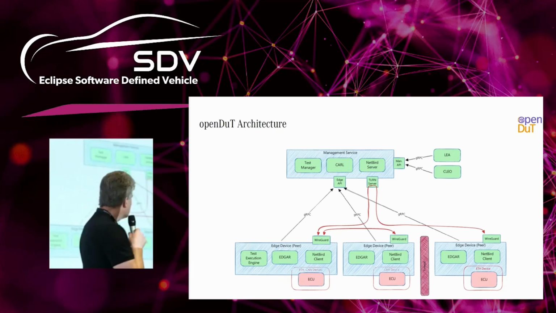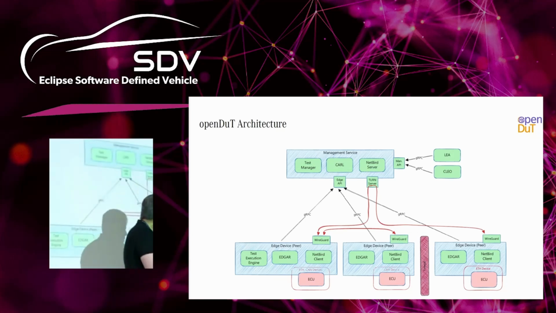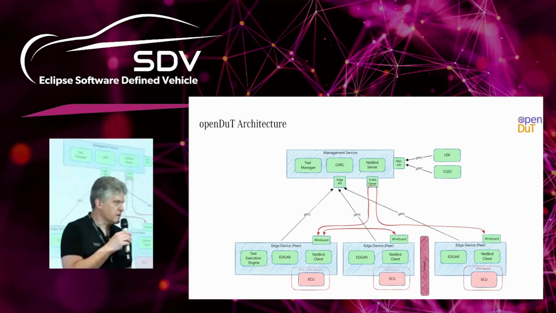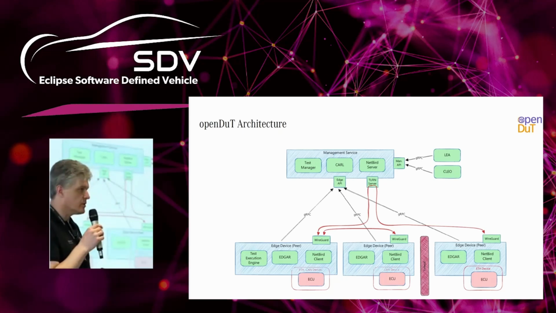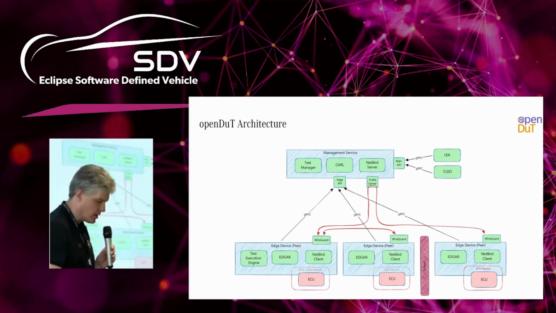Before I continue, you also see here there's a firewall. So one important aspect is that we can integrate devices across firewall borders, meaning company borders. And this is also established by using a kind of TURN server on the management server side to bridge the VPN communication.